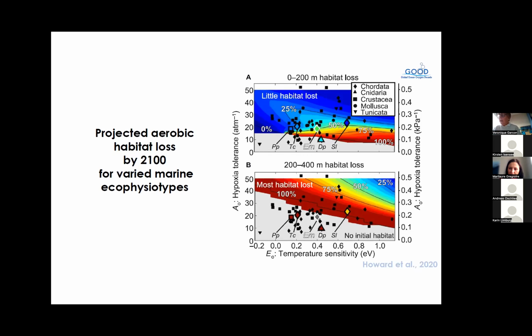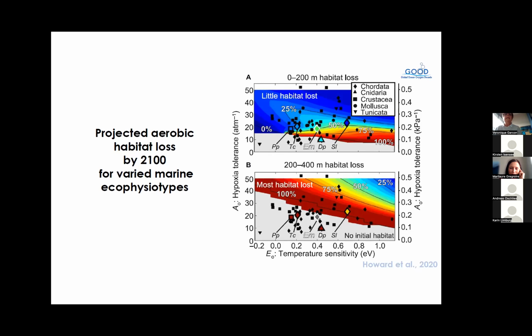And what we see on the top panel is that the climate trends are expected to decrease habitat volume most severely in the right-hand corner. So it means low hypoxia tolerance and high temperature sensitivity. If you look at the 200 to 400 meters, a bit in the subsurface water, we observe a greater habitat loss, a large rate, for most of the known ecophysiotypes of the major phyla.